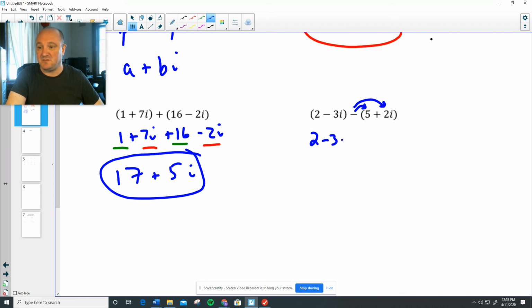I'm going to write this as 2 minus 3i. This is then negative 5, and then it's minus 2i because that negative distributes through. Now I'm combining like terms. I've got 2 and negative 5. That gives me negative 3. And I've got negative 3i and negative 2i. That gives me negative 5i.